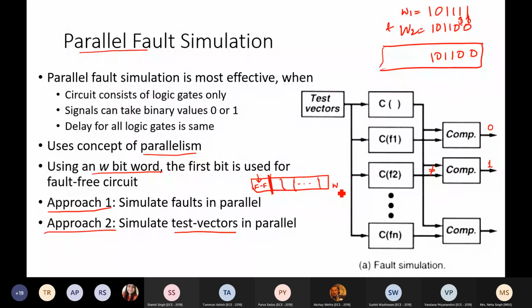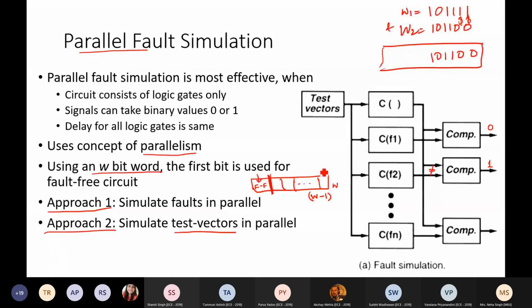Right? तो अगर W bit word है and I am simulating the faults, at one time I am simulating W minus 1 faults simultaneously, parallelly. So this will save time as compared to my serial fault simulator, because वहां पे हर circuit को हर fault के साथ एक एक बार हमें simulate करना पड़ रहा था. But यहाँ पे multiple faults are considered at one time.